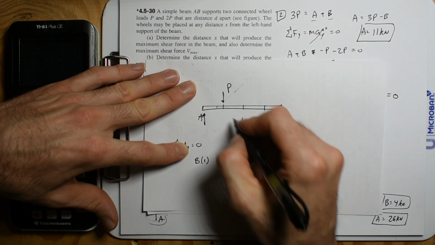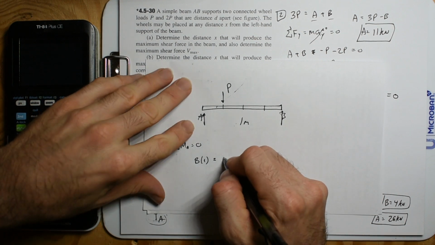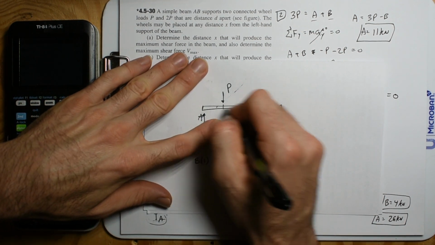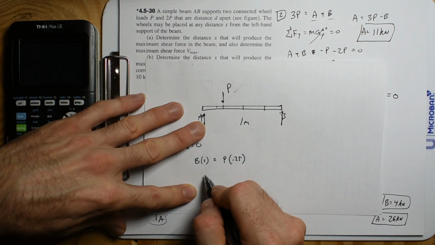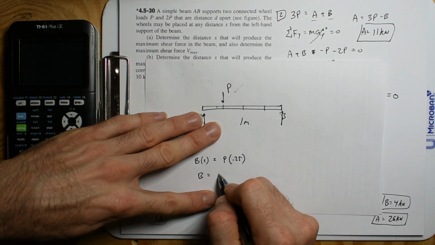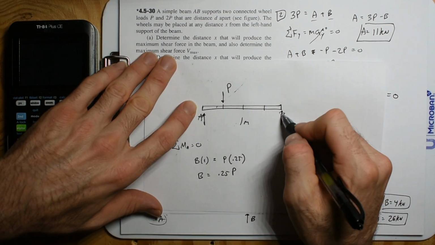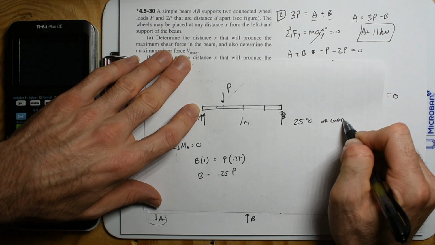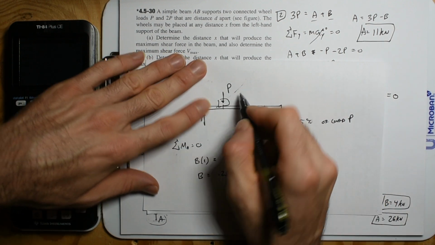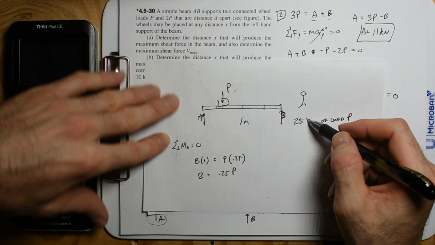That's going to be a positive moment. That's going to equal the negative moments, which is going to be this P times 0.25 meters. So we can see that B is going to be 0.25 P. And you can say that this load B is going to be 25% of load P. So if you throw a load on here and you're a person trying to carry this side, you're only going to have to carry 25%.